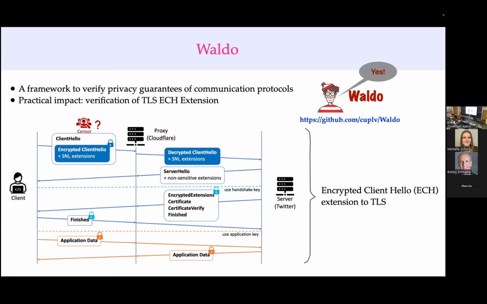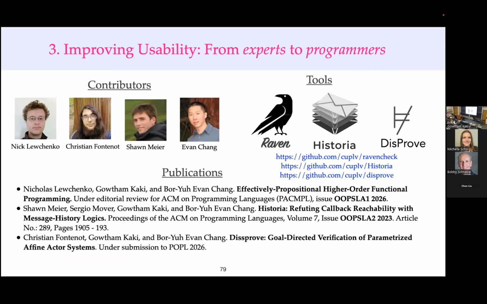The third thrust that I've been working on is improving the usability of formal methods or formal verification with respect to distributed systems, right? This is the work I've been doing with my students, Nick and Christian, Sean, and also in collaboration with Evan. Several tools have been developed in this work. I'm primarily going to talk about Historia and Disprove briefly, right?